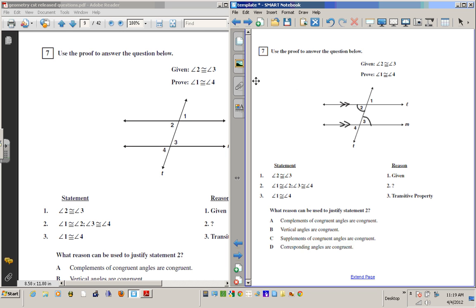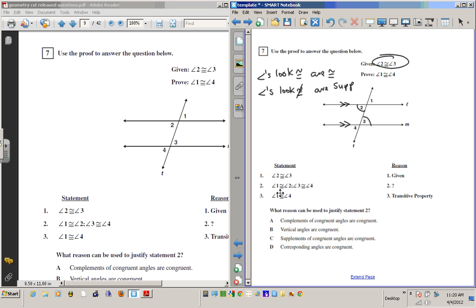And whenever you have two parallel lines cut by a transversal, we know that when angles look congruent, they are in fact congruent. And when angles look like they're not congruent, they are basically supplementary. Okay? That's the rule here. Don't forget that rule. So we want to prove that angle 1 is congruent to angle 4. You're given that angle 2 is congruent to angle 3. That's what you're given.